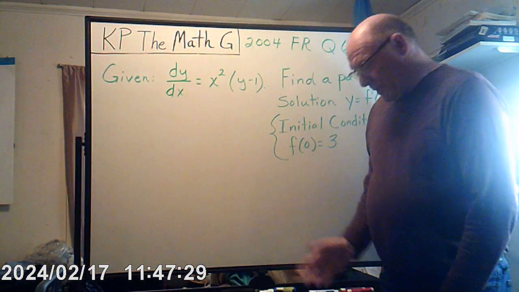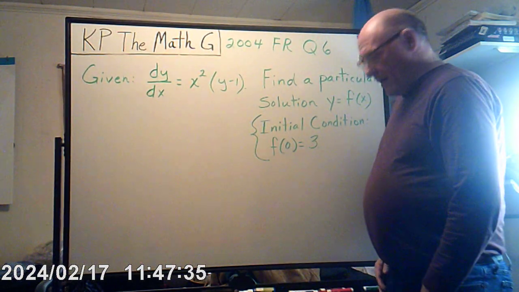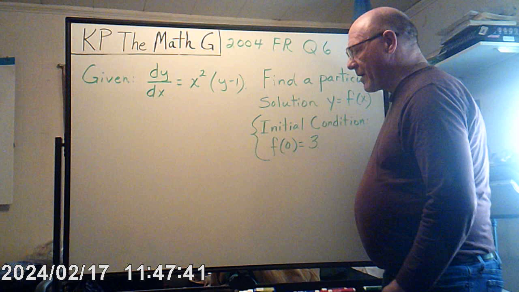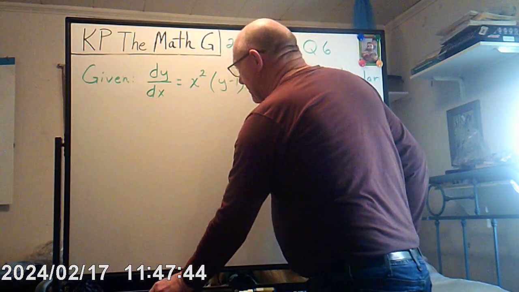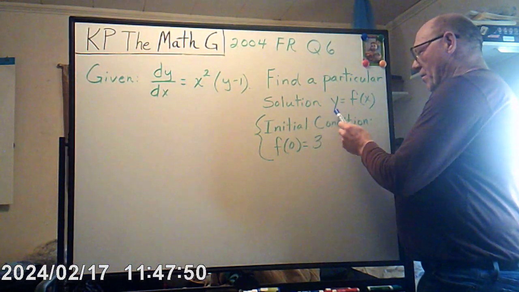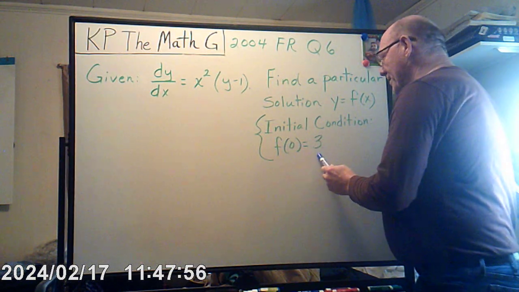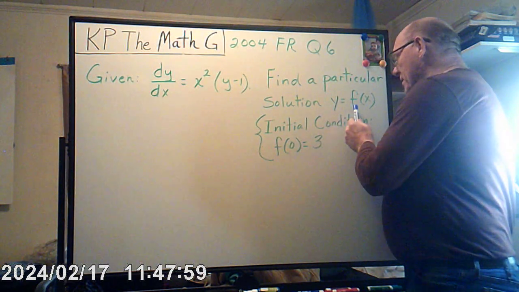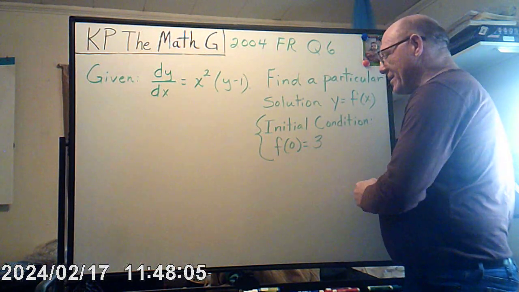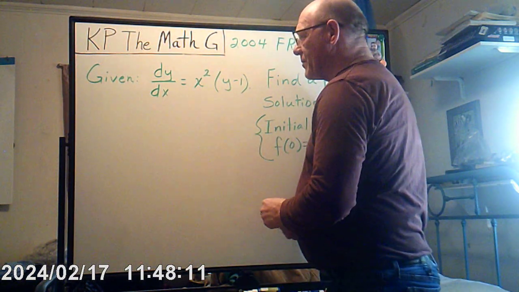This one is probably something you're more familiar with, and that is separation of variables. That's what we're going to do in this video here. We're going to separate the variables. Let's go ahead. It says find a particular solution, y equals f of x, where the initial condition f of 0 is 3. So we're calling this function f, and we need that initial condition f of 0 equals 3. We have to be able to separate the variables, so let's do that.